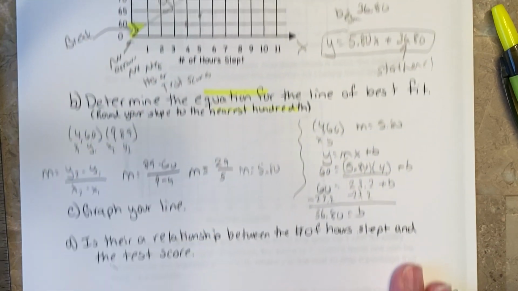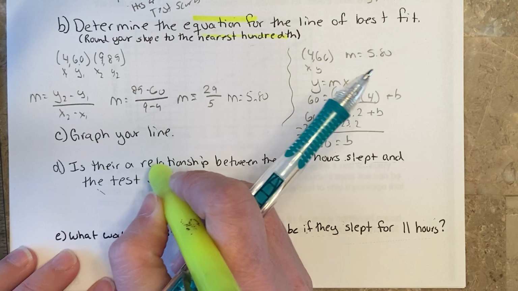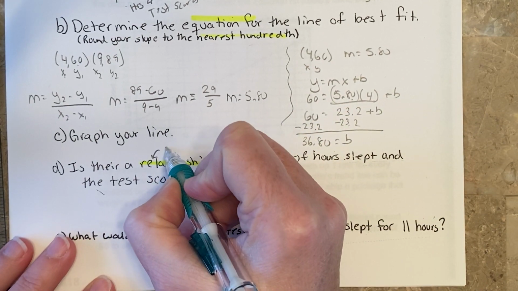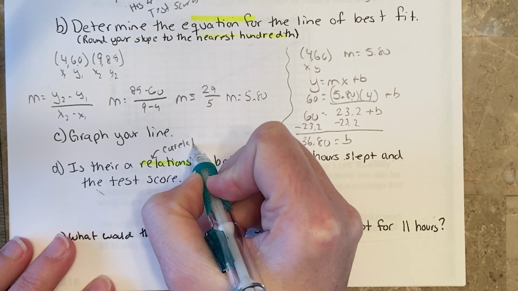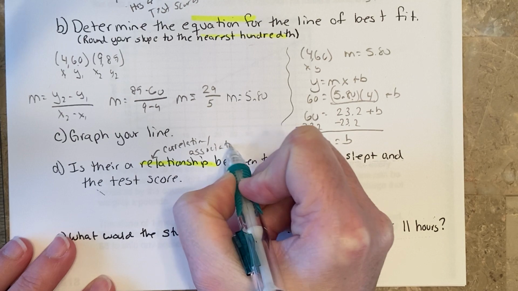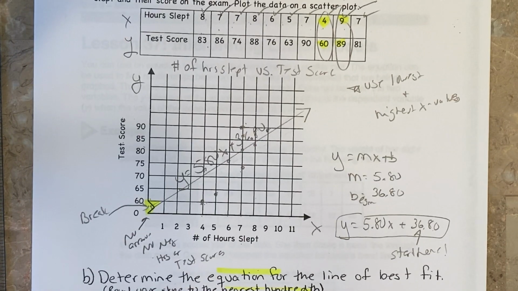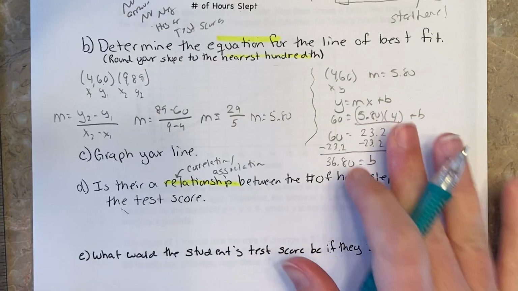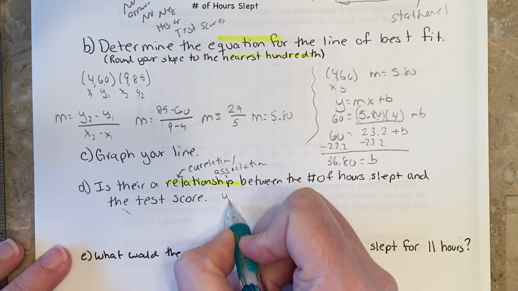All right, so now we're down to part D. Is there a relationship? So this goes back to a couple days ago. Remember, relationship is the same exact thing as correlation or association. So this is like what you think of slope. You just follow the pattern of the points. So these are going in a positive direction. So is there a relationship?